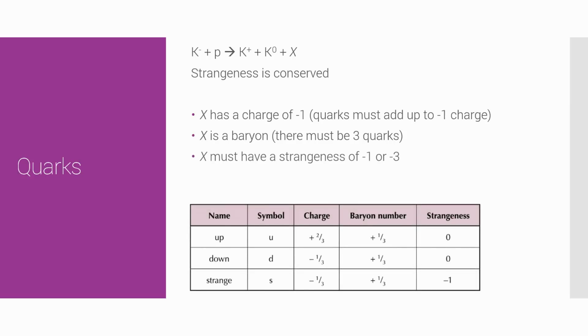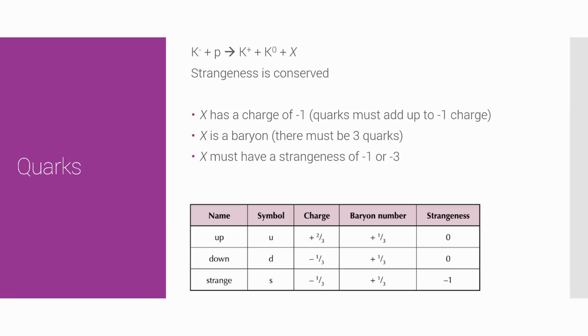Let's bring up our little quark table. If strangeness is minus 1, then the combination that works here is strange down down. That gives a baryon number of 1, a charge of minus 1, and a strangeness of minus 1, so it works. If X is going to have a strangeness of minus 3, then a strange strange strange combination would work. That once again has a baryon number of 1, a charge of -1, and strangeness of -3. So either of those quark combinations can be X.